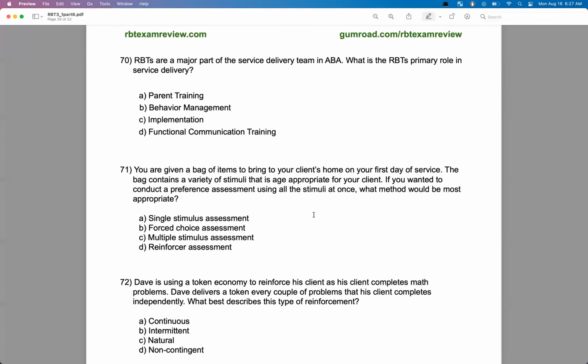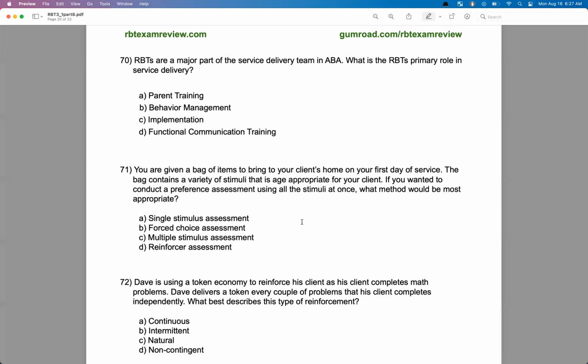Do we use a single stimulus assessment? Well, if we want to assess all stimuli at once, single stimulus would not be able to do that, right? Single stimulus is only one stimulus at a time. You hold out a stimulus, you observe their interaction with the single stimulus you held out, record it, and then you pull your next stimulus. It's slower, okay? It's not going to evaluate everything all at once. As the name says, it's a single stimulus. So we know A is not it.